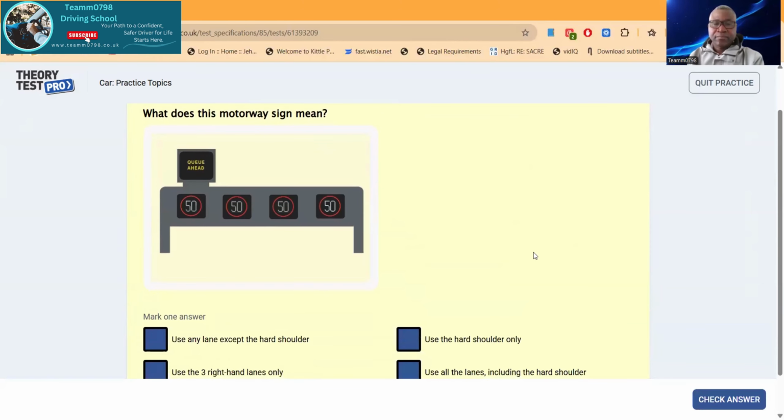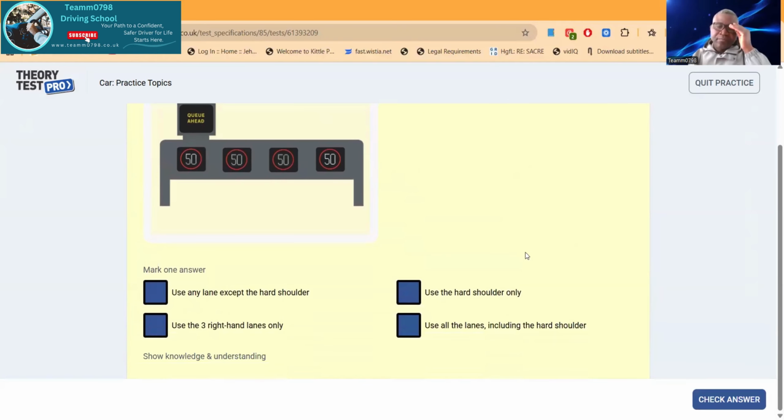What does this motorway sign mean? Use any lane except the hard shoulder. Use the hard shoulder only. Use the 3 right-hand lanes only. Use all the lanes, including the hard shoulder. Yeah, queue ahead, so the hard shoulder at 50, so you can use all lanes, including the hard shoulder.